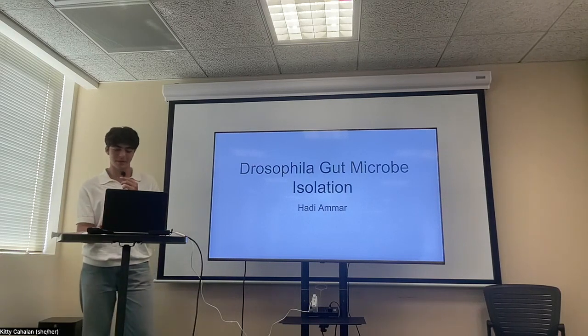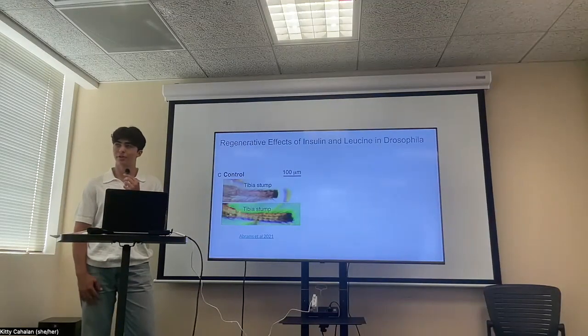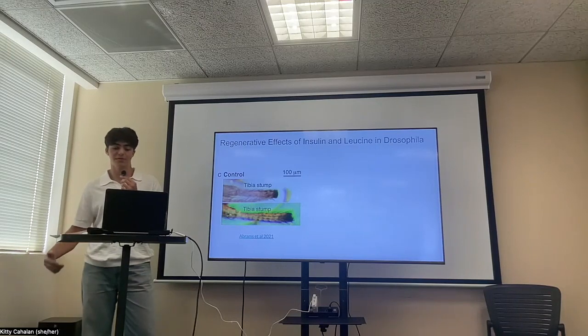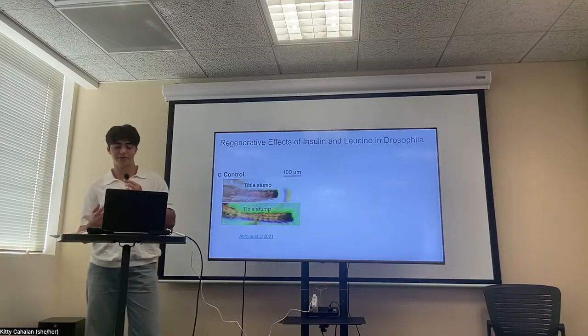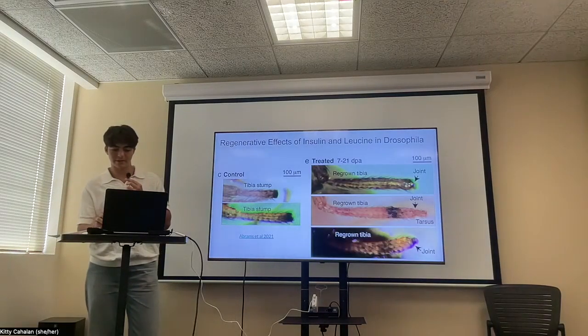Before I share my experiment, I'm going to give some insight into why I did it. About 2 years ago, the Goentoro Laboratory published a paper in which they noticed a conserved stimulus of post-amputation regeneration in flies after treatment with leucine, which is an amino acid, and insulin, which is a growth hormone. As you can see, in the control there's no regeneration, but in 3 special cases, in the image right here, you can see regeneration after the amputation site.